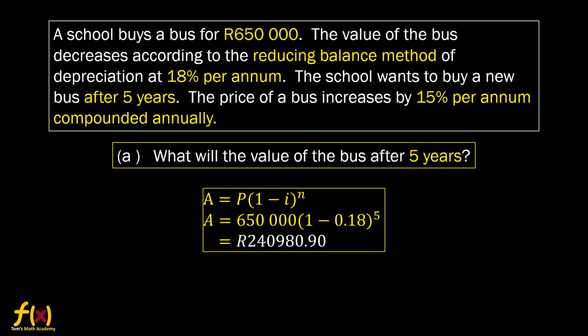It is only 240,980.90 cents. Look at that. It was 650,000. After 5 years, it is only 240,980. So that is called a scrap value or a book value of that bus. So that amount we need to calculate the rest of the question.